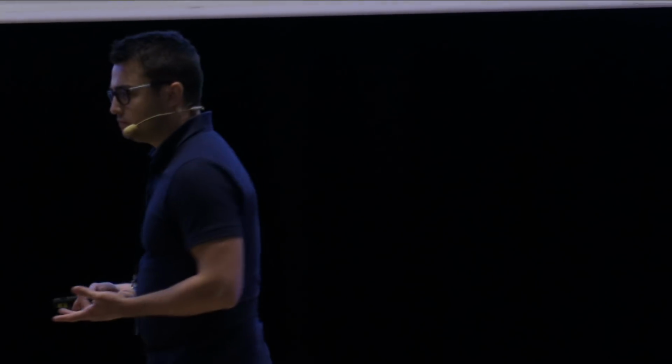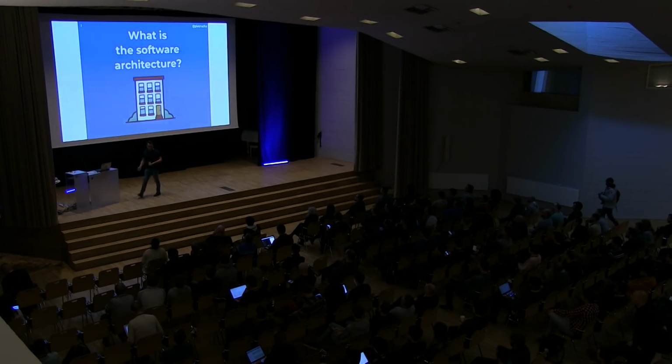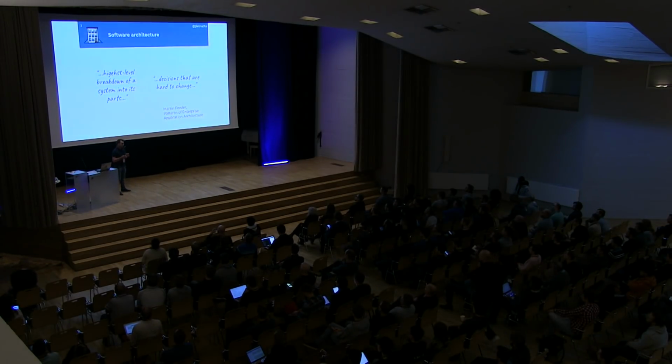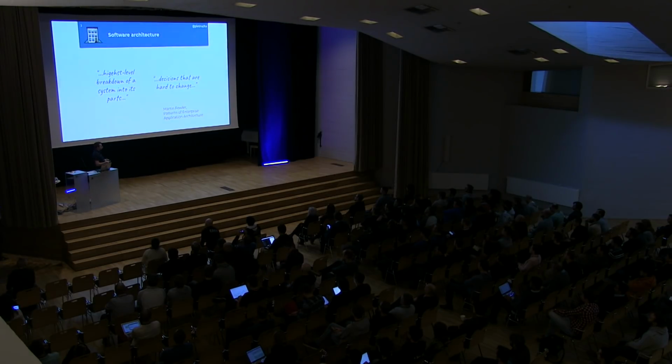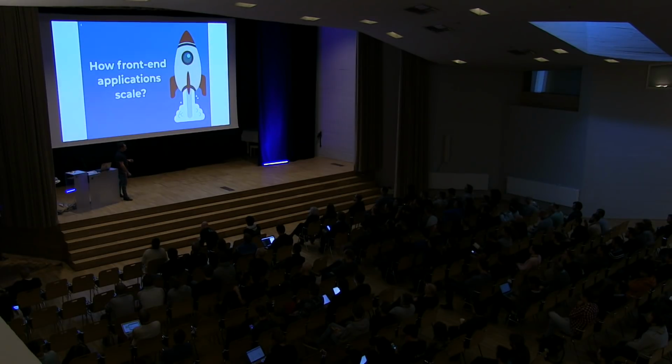So let's start. What is software architecture? Martin Fowler says that this is the highest level breakdown of a system into its parts, or decisions that are hard to change. What I understand under architecture is how your system is decomposed into smaller pieces, and what are the rules or restrictions of communication between those pieces working together to serve some high-level goal.